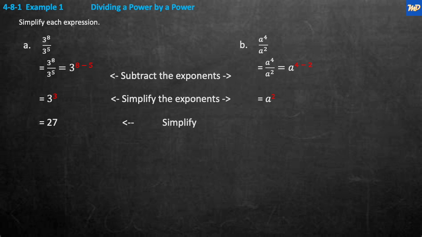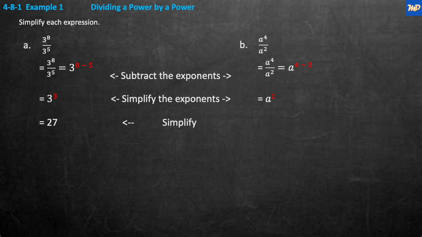Example 1, dividing a power by a power. Let's simplify each of these expressions. For a, we have 3 to the 8th power divided by 3 to the 5th power. And based on what we said in the previous slide, if we're dividing powers, we take the numerator and subtract the denominator. So 3 to the 8 minus 5. And when you complete that mathematics, you find out it's 3 cubed, because 8 minus 5 is 3. And then to simplify it, as it requests here, 3 cubed is 27.